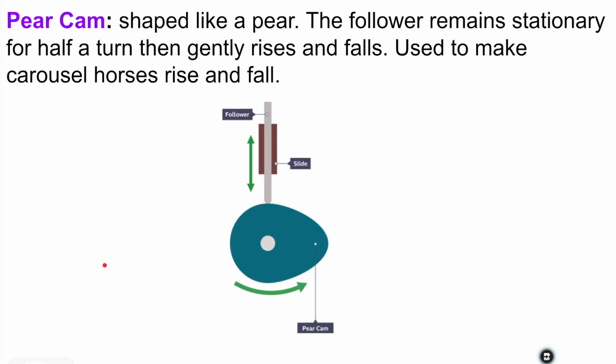So let's start with a pear cam. A pear cam is shaped like a pear. The follower remains stationary for half a turn and then gently rises and falls. It's used to make carousel horses rise and fall, as an example.